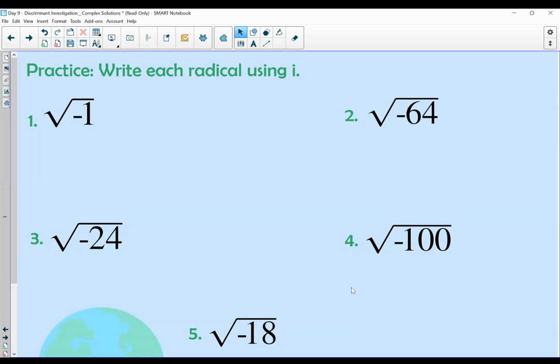All right, so let's see if you did these practice problems correctly. So square root of -1 should have been a freebie. We told you before that the square root of -1, that is what we call i. That is equal to i.